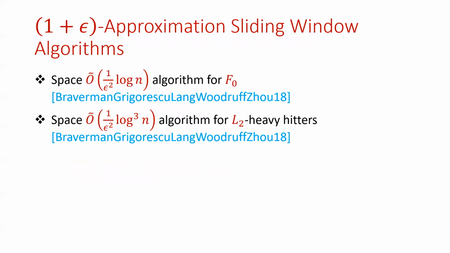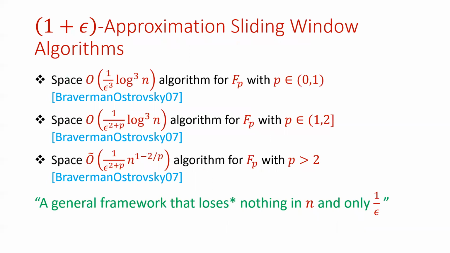And what's known in the sliding window model? Well, in terms of F0 and L2 heavy hitters, there are algorithms that get space dependency 1 over epsilon squared. But for a large number of other problems that are important, the space dependency is going to be 1 over epsilon cubed for Fp with p between 0 and 1. And it's even worse for p bigger than 1.